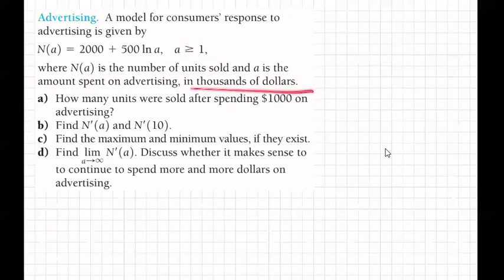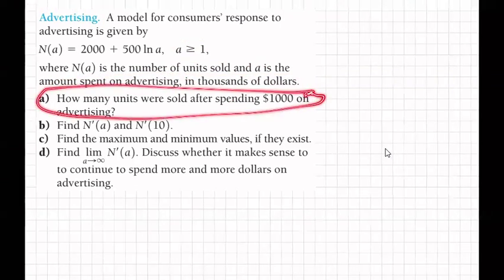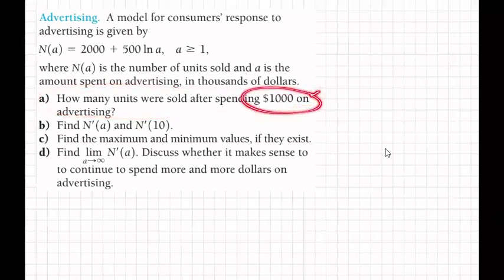Right? So what they want us to do here is just make sure we use the function. So plug in for the natural log. This first one is saying how much is it after you spend $1,000, but be careful here. A is in thousands of dollars. So what that means is you have to interpret that, hey, what they really want me to do is A is 1. It's definitely something you want to be careful of.